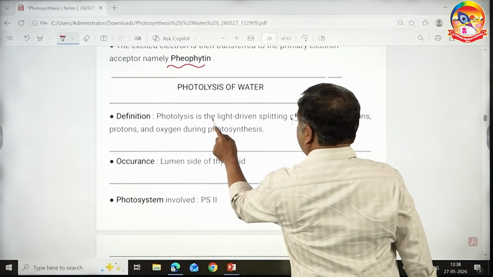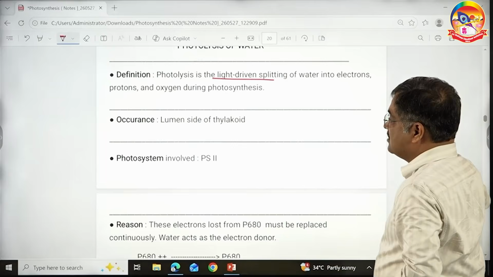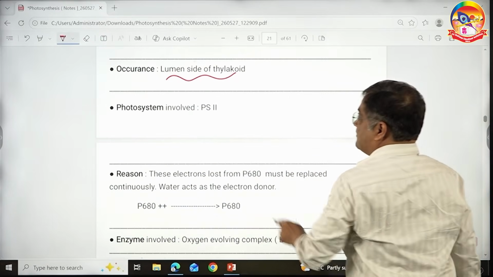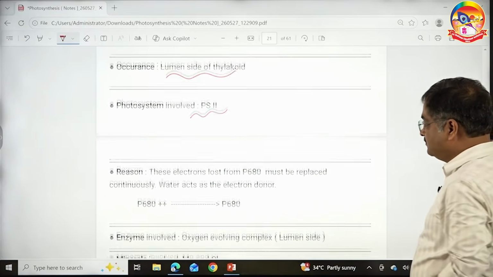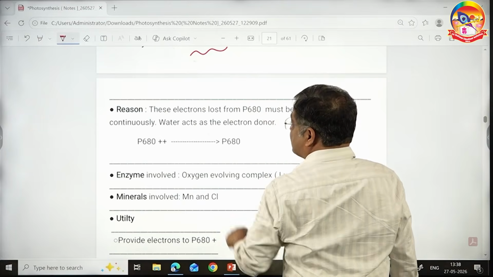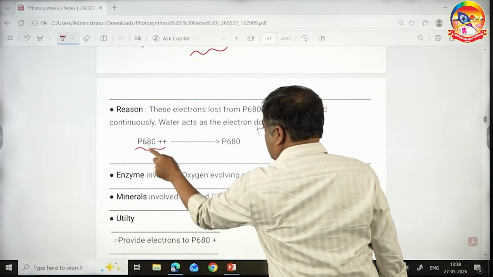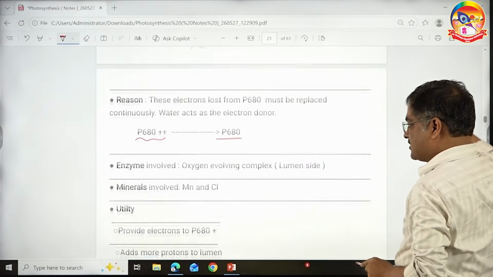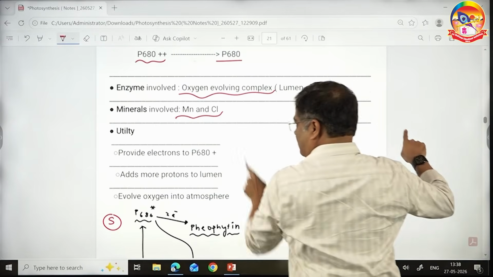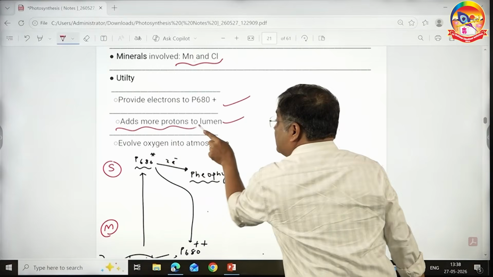Photolysis is a light-driven process, splitting of water into protons, electrons, and oxygen. Where does it occur? On the lumen side. How many photosystems are involved? Only one, PS2. These electrons lost from P680 must be replaced continuously. So water acts as electron donor. Water gives electrons to P680 such that it becomes this. Oxygen evolving complex is involved. Minerals, manganese, and chlorine, provide electrons to this and add more protons to the lumen, decreasing the pH.